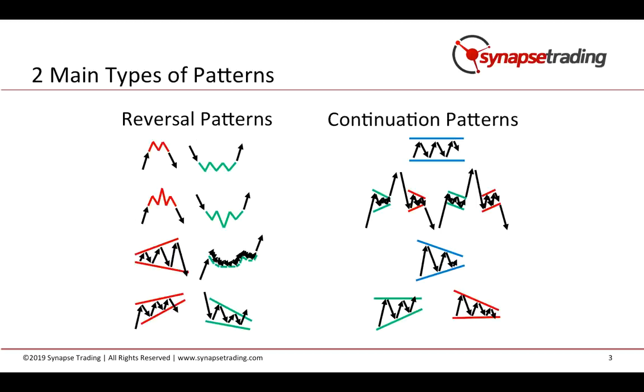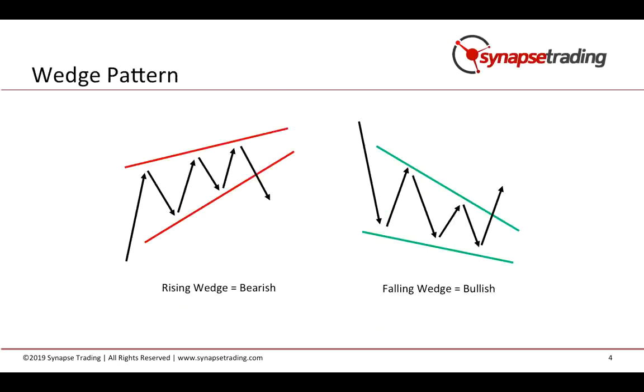Okay, so earlier on I talked about the 2 main types of patterns, reversal patterns and continuation patterns. The wedge falls under the classification of reversal pattern. The 2 main types of wedges are the rising wedge, which is the bearish version, and the falling wedge, which is the bullish version.